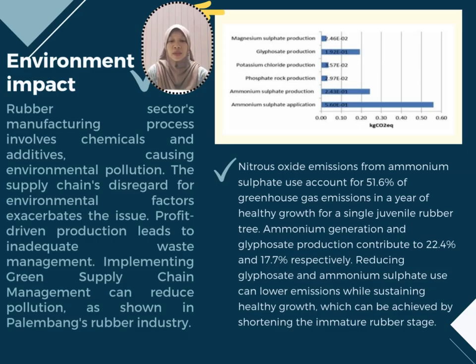Okay, the last is environmental impact. In the rubber sector, the manufacturing process involves chemicals and additives, causing environmental pollution. The supply chain's disregard for environmental factors exacerbates the issue. Profit-driven production leads to inadequate waste management. Implementing green supply chain management can reduce pollution, as shown in the nitrous oxide emission from ammonium sulfate use.